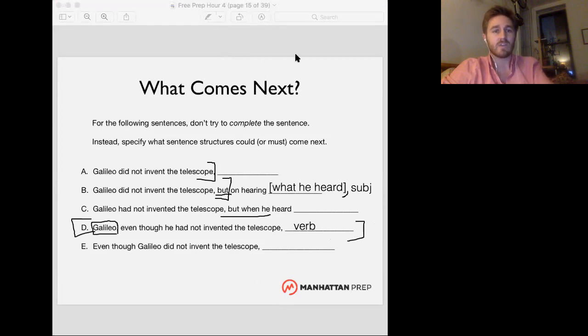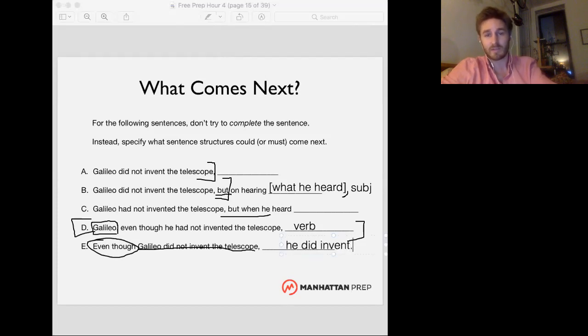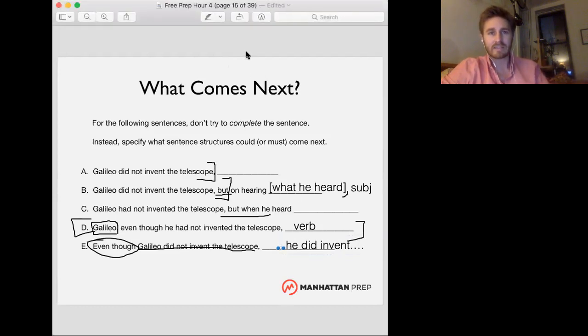This last sentence, even though Galileo did not invent the telescope. Well, that's a subordinate clause. I hate to use that word, but that's a sentence that doesn't stand on its own, right? Galileo did not invent the telescope could be a sentence except for even though. And so I know what's going to come next is, even though Galileo did not invent the telescope, he did invent something probably, or he did do this. That has to come next. And if it doesn't come next, then it's a problem. Okay.